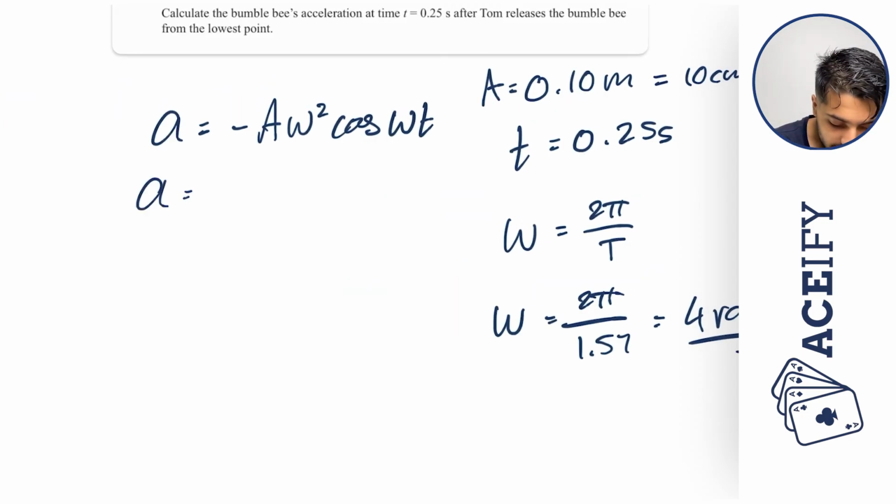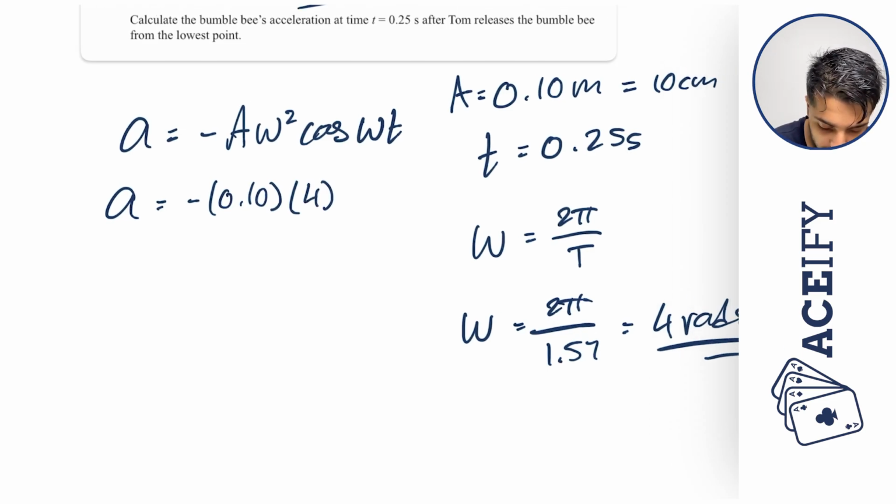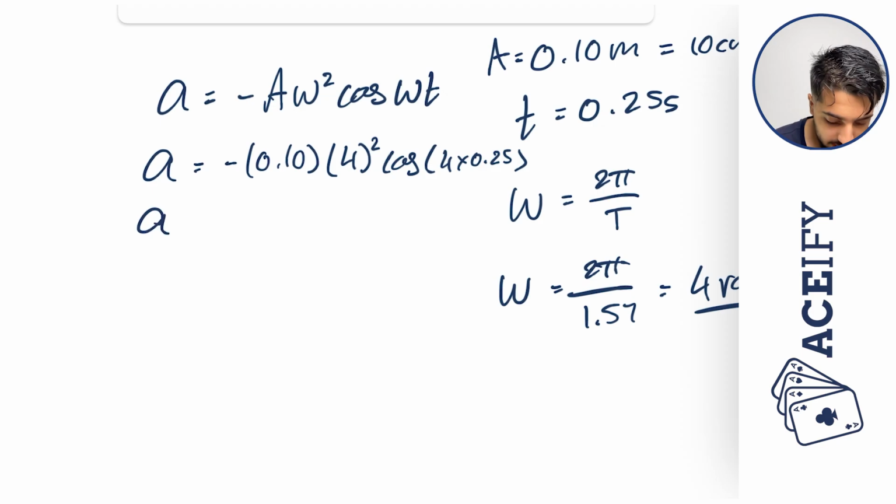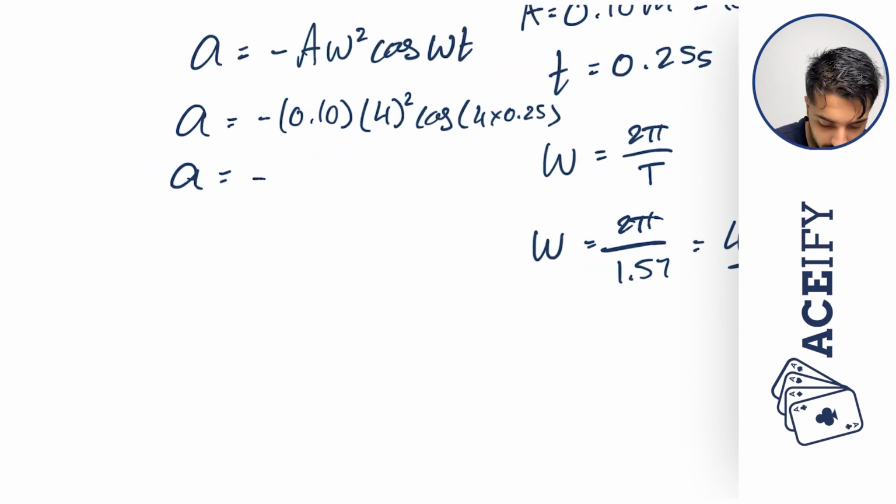We get our acceleration is equal to negative 0.10 times omega squared, which is just 4 squared, times cos of 4 times 0.25, which is just 1. So our acceleration is equal to negative 0.864 meters per second per second.